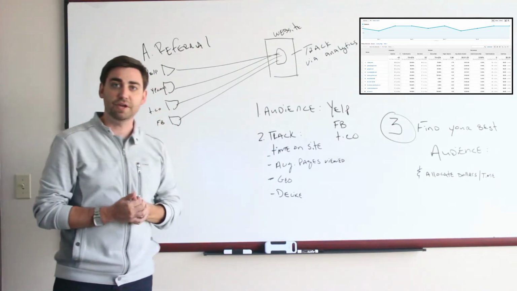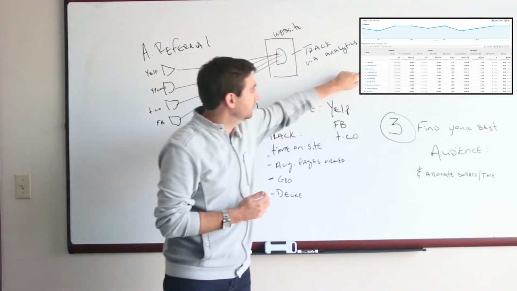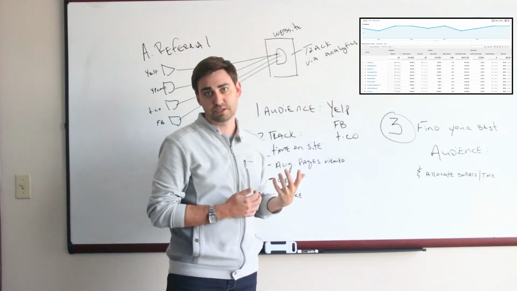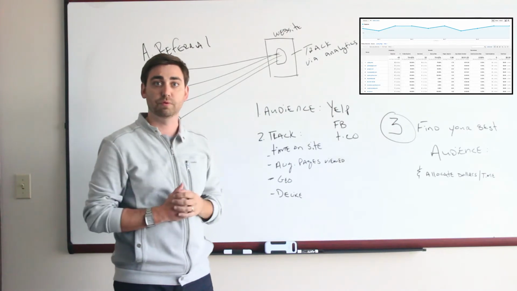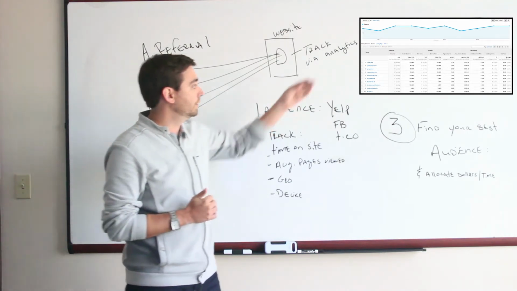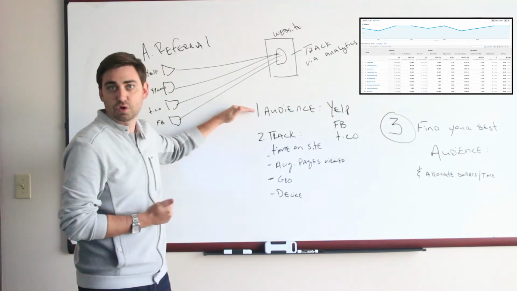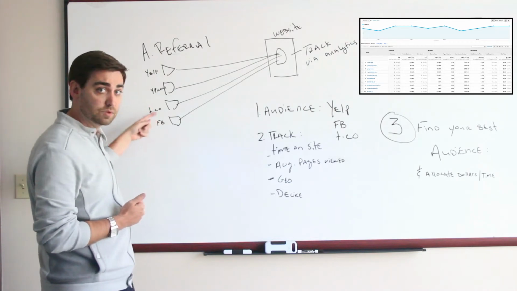And that's the wonderful thing about referral traffic on Google Analytics. You can take a look here. This is a month-over-month comparison of how Google Analytics works and what it looks like on the referral traffic side. When you're in here, you can find out these specific answers. Who's your audience? Where are they coming in from? Are they coming in from Facebook? Are they coming in from Twitter?